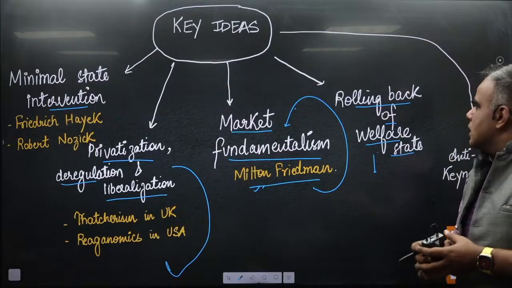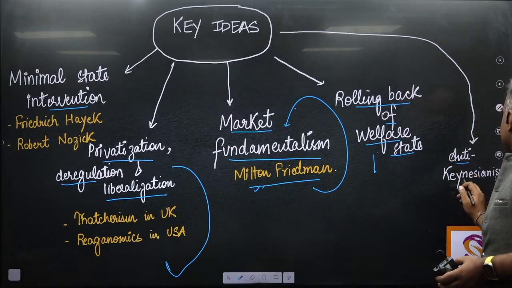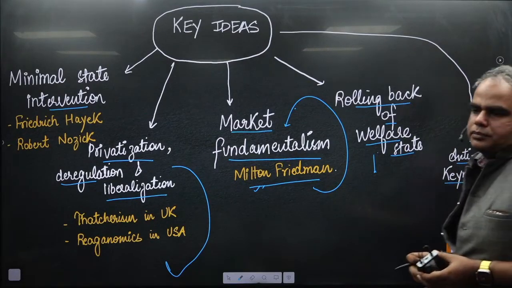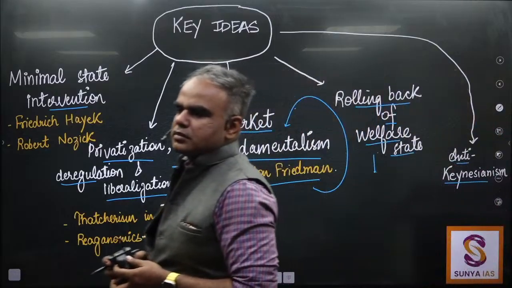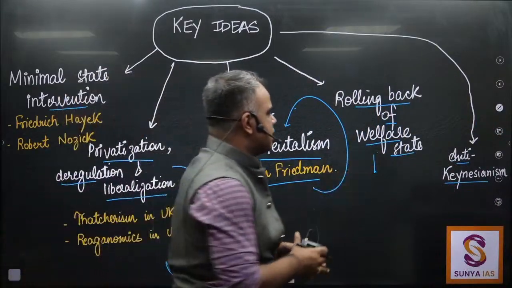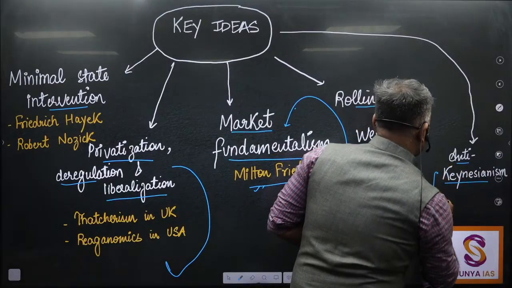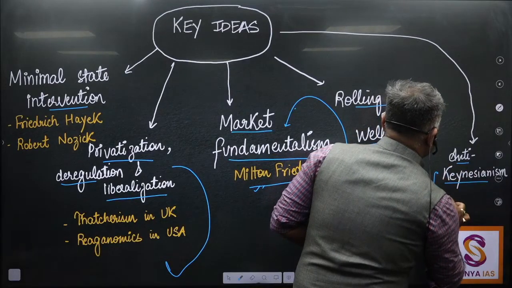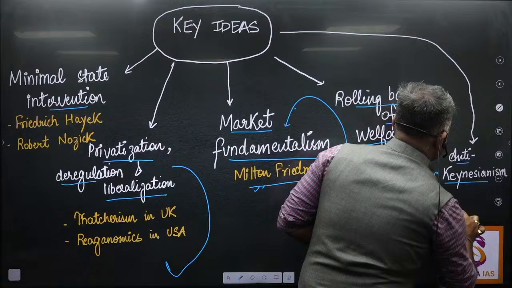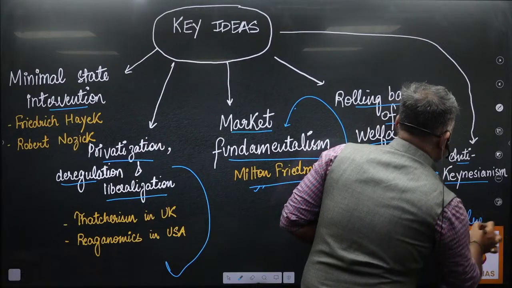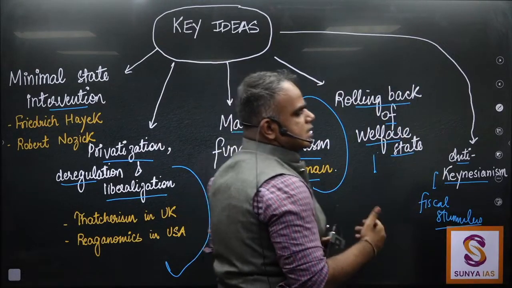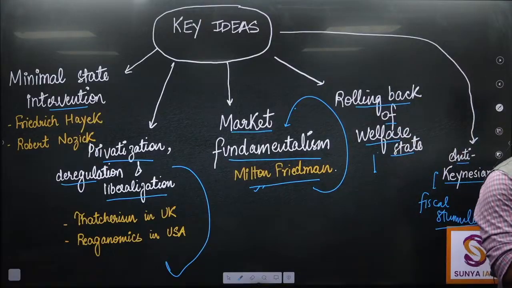Then you also have this anti-Keynesianism. What is this? It is a simple thing here. There is no need for fiscal stimulus again and again. The state should ideally roll back. So these are similar points, but you can have a keyword of this anti-Keynesianism.